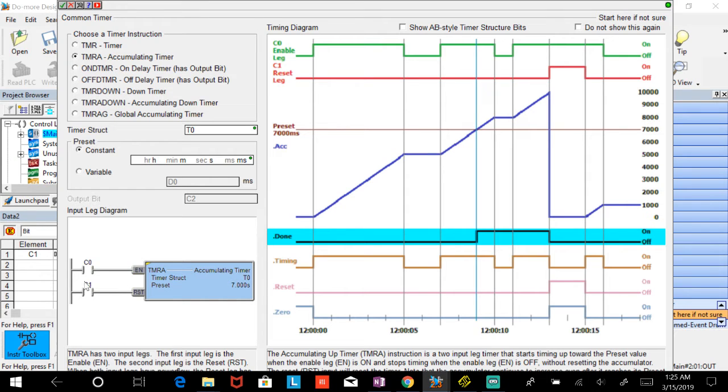So this timer has a reset. Even when it turns off, it continues timing. I'm sorry, it continues timing. Even when it turns off, the accumulation does not turn back to 0. We will not discuss this timer during this class. If you want to research, you can type in that little question mark and learn about it.